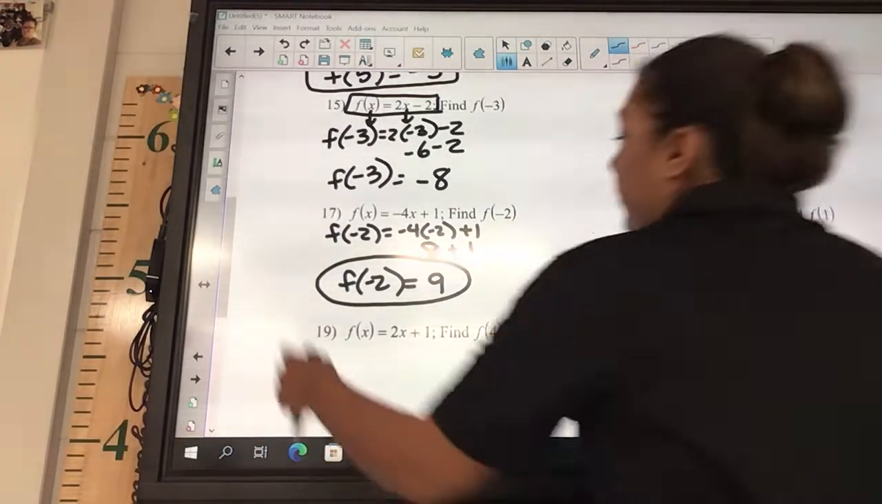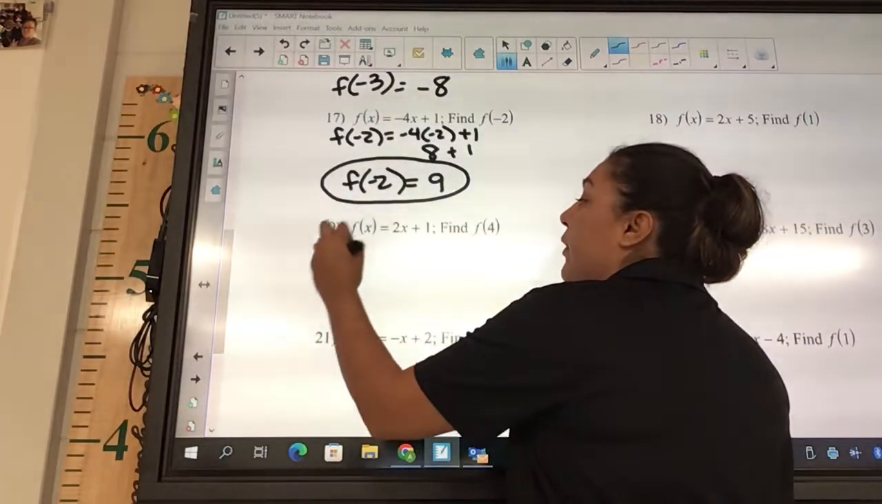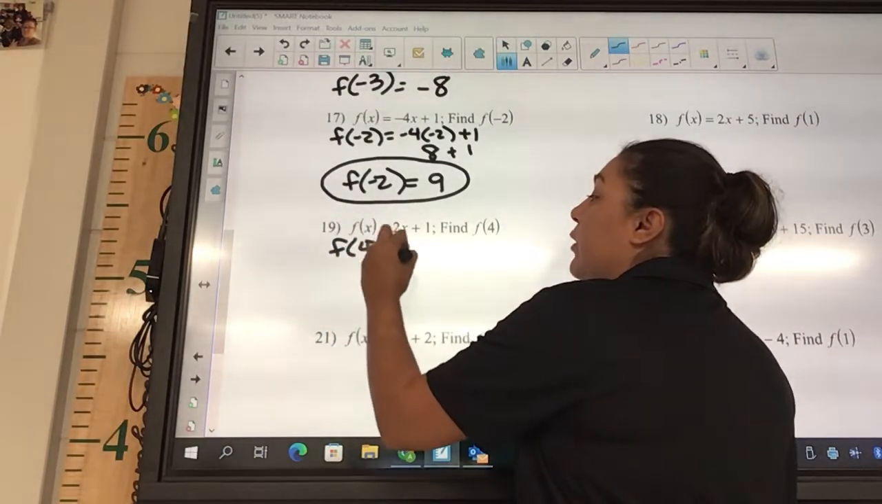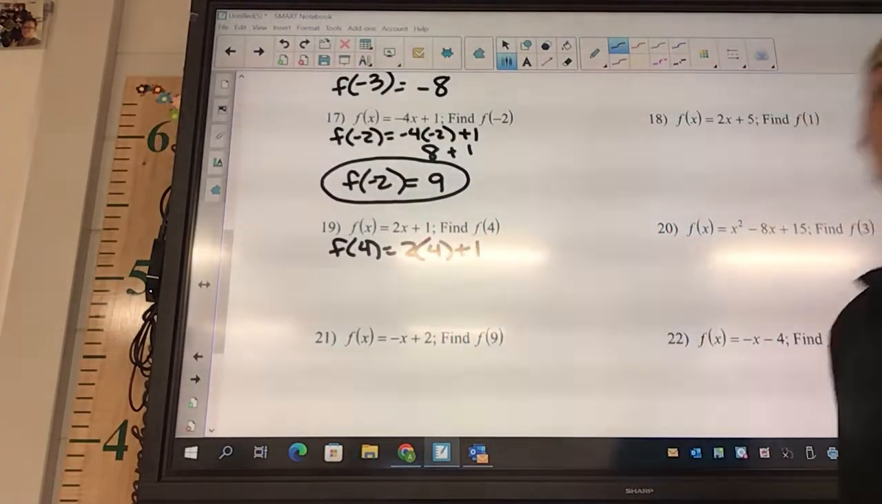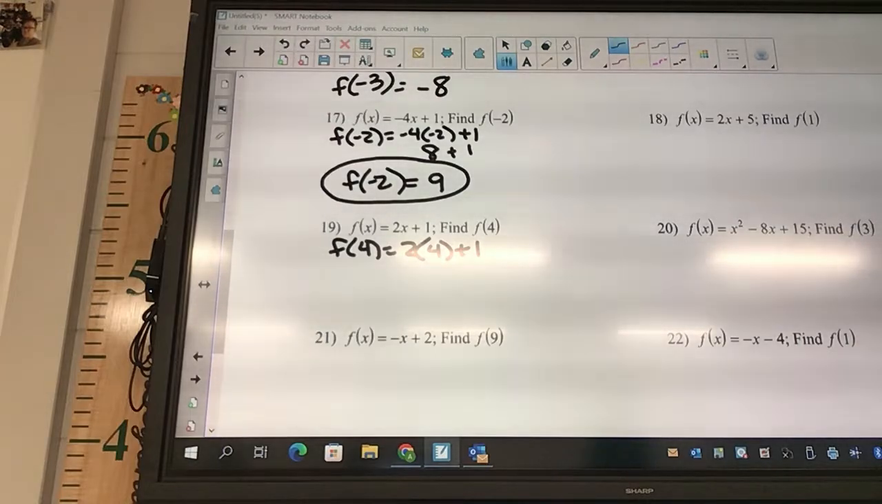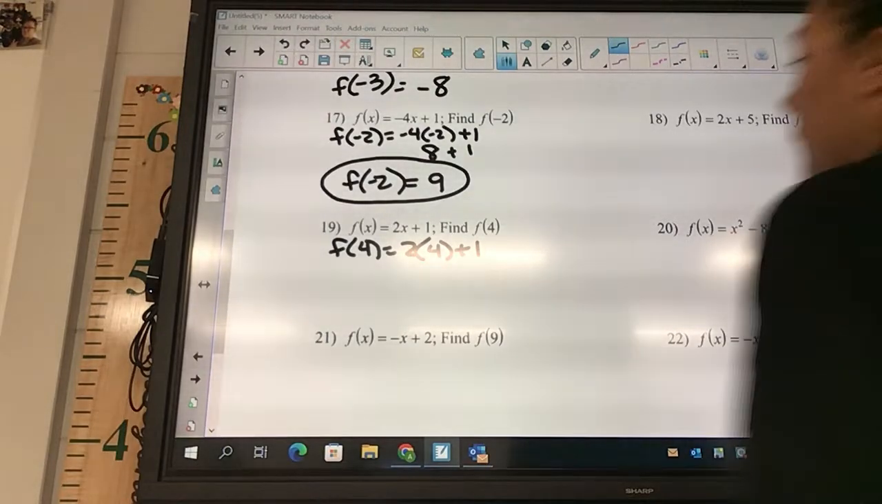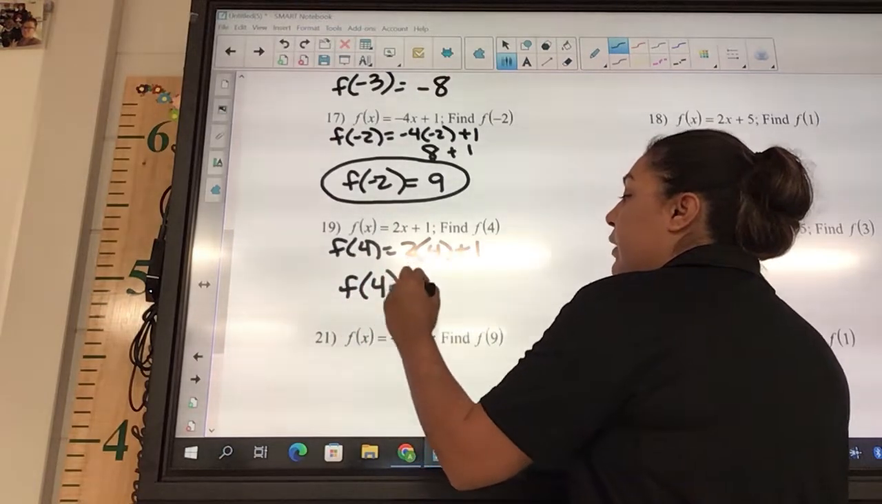Okay, 19. What are we trying to find? 4. So f of 4 equals 2 times 4 plus 1. What is 2 times 4? 8. 8 plus 1? 9. Okay, so our answer is going to be f of 4 equals 9.